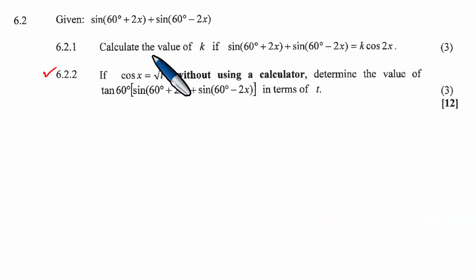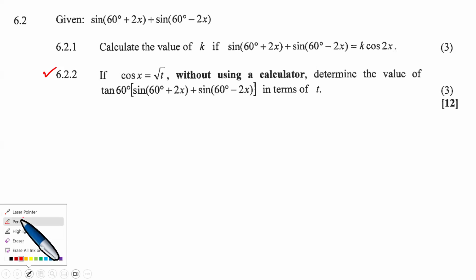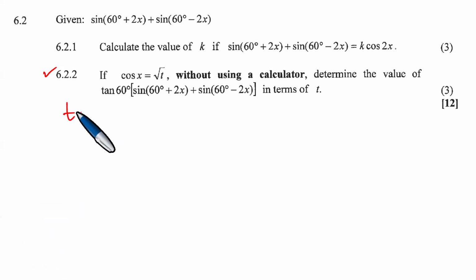Right, 6.2.2 is not different, but the examiner is saying here, we're still given the sine of 60 degrees plus 2x plus the sine of 60 degrees minus 2x. If cosine x is the square root of t, without using a calculator, determine the value of these in terms of t. So what do we do here? What do we do first? First things first in mathematics, even when a question is difficult, what you do first, you copy the question.